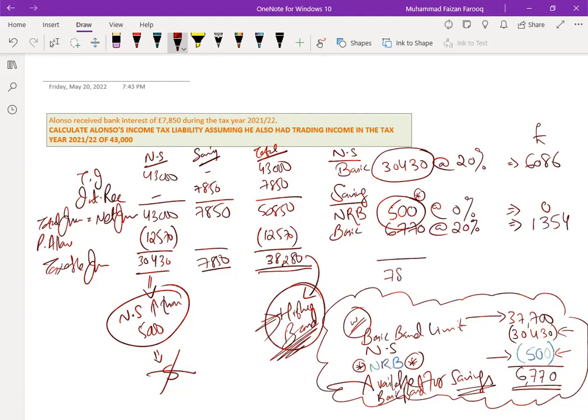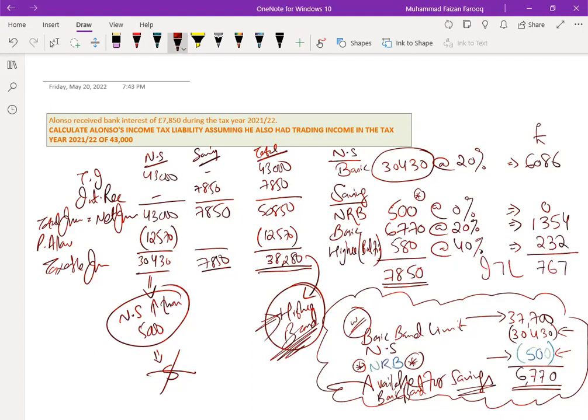1,354. Your total savings income is 7,850, right or wrong? Yes. Out of that, 500 is taken in nil rate band and 6,770 falls under basic band. How much is left? 7,850 minus 500 minus 6,770 is 580. The 580 will be taxed at the rate of 40%, so the answer will be 232, and the income tax liability is 7,672. Any questions? Any questions, Usman? No questions. Okay.